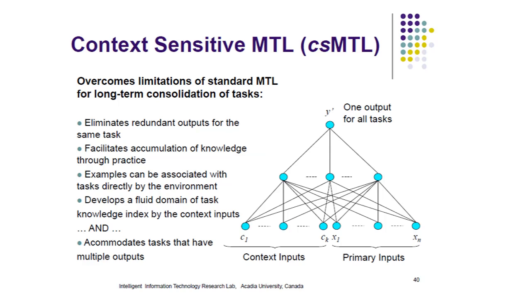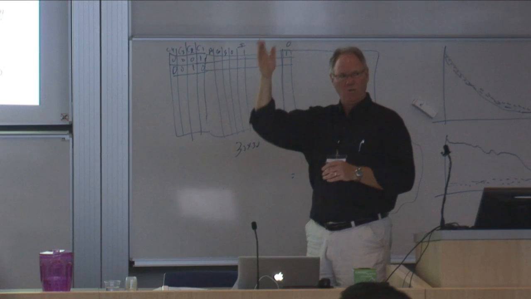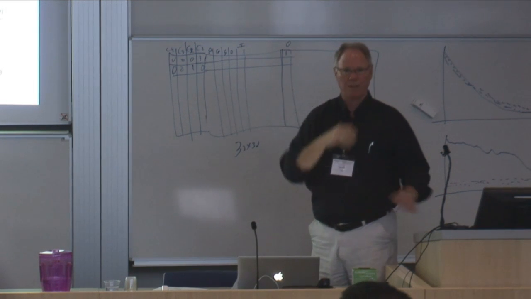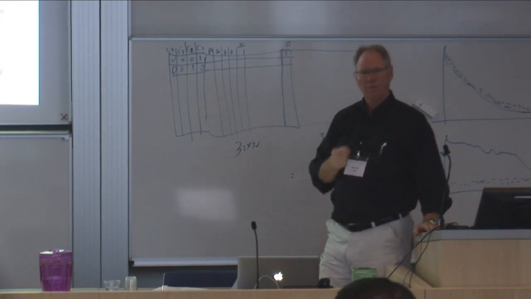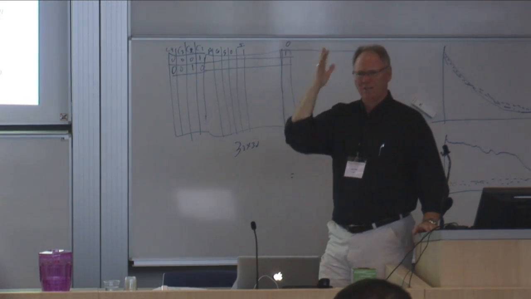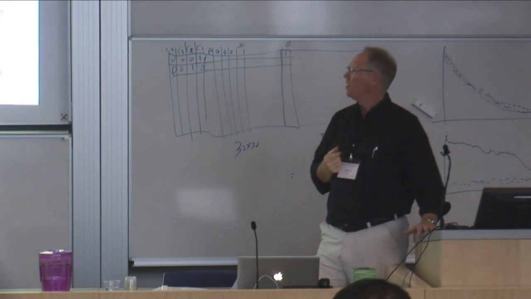So it eliminates redundant outputs for the same task. It's one of the nice things. You're not building additional outputs. The problem of practicing something under the multiple task learning paradigm before, with multiple outputs, was that you kept on adding a new output for every set of new training examples you might come across. And therefore you'd have multiple outputs for the same task. That doesn't happen here, so there's a whole bunch of housekeeping stuff to take care of there.